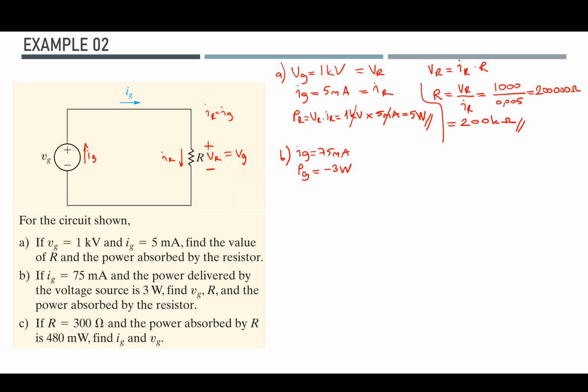So from here I can easily calculate the VG because the PG should be equal to VG times IG. I know these two values. Please note that the IG is chosen in the opposite direction when you compare it with the voltage across the terminals of the independent source. So the IG value is also a negative value for us. It's minus 75 milliamps, circuit theory wise.